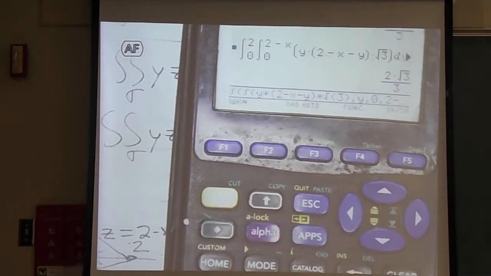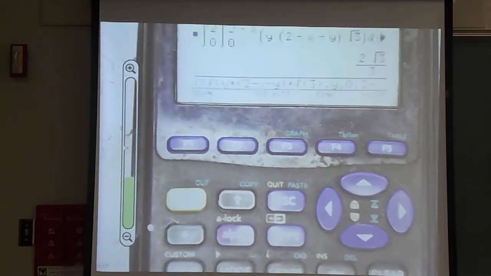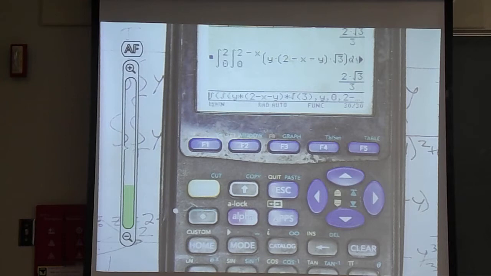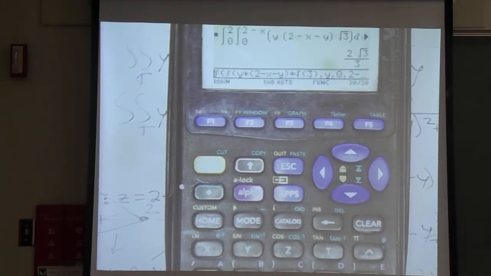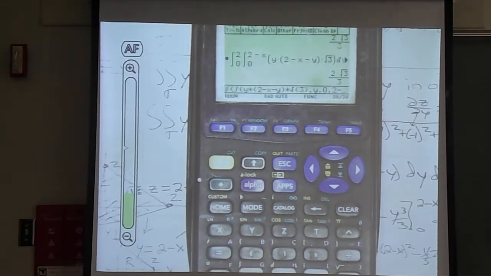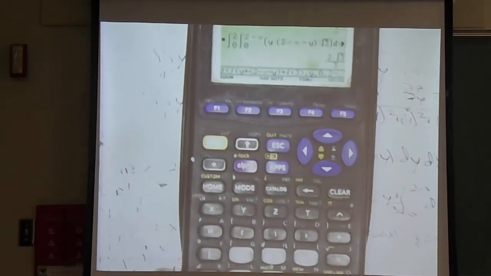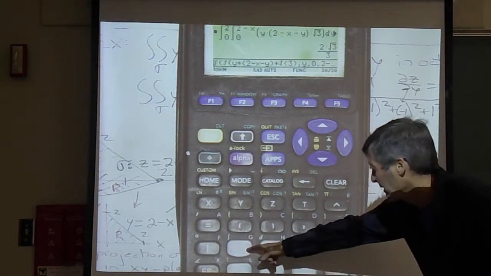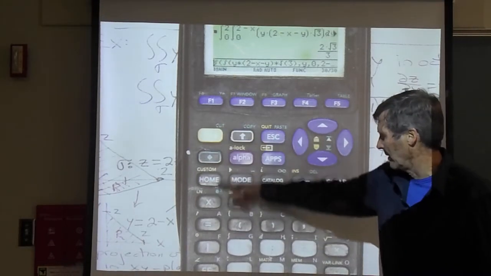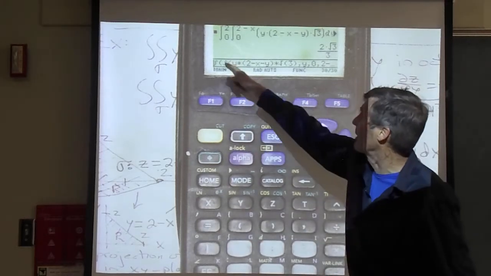I recognize you can integrate polynomials. When you have a simple polynomial integration, here's my TI-89. Let's see, zoom it out just a bit. You'll notice that over the 7 key is an integral sign. If you push second 7, it'll put up this integral sign. If you push second 7 again, it'll put up another integral sign.